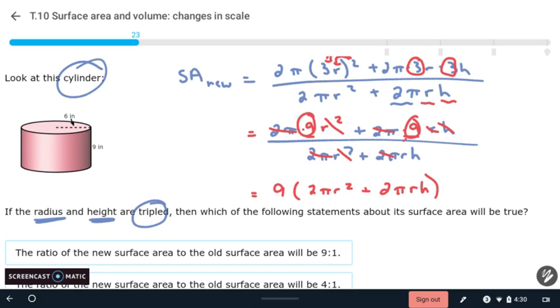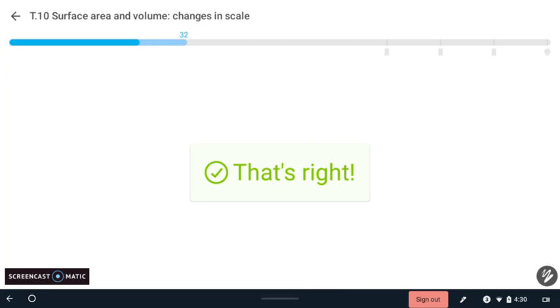But this number that you can factor out, or the number that, if you like to think about it this way, the number that's different, that's just a 9, that is going to be what creates your ratio. So your ratio is going to be 9 or 9 over 1 or 9 to 1. So here, 9 to 1 is our answer.